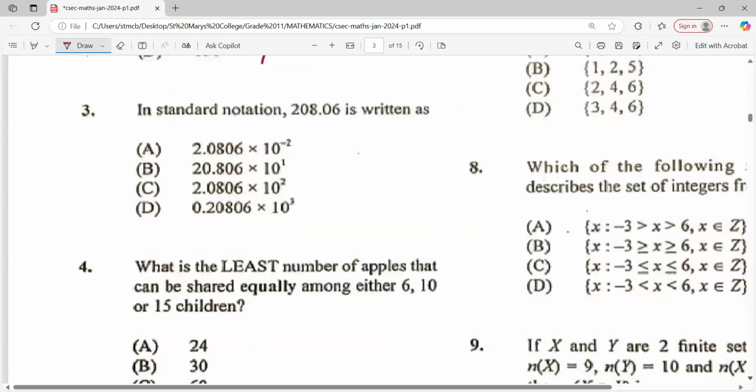Number 3 says the standard notation 2803 is written as, so they wanted to put it in standard form. Now, standard form should be between, very important, between 0 and 10. So guys, you see this decimal place here, we have to carry it here because it has to be like 1 point something, 2 point something, 3 point something, 4 point something, 5 point something, 6 point something, 7 point something, 8 point something, or 9 point something. That's the only way you can write standard form.